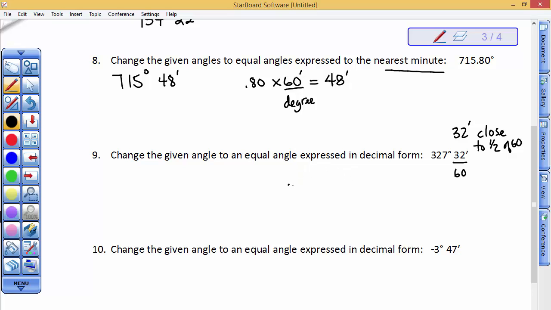So we have 327.53 degrees, and we now have this in decimal form. Same thing here, just 47 divided by 60, and you get 0.783, so it's a negative 3.783 degrees, and we've expressed it in decimal form.